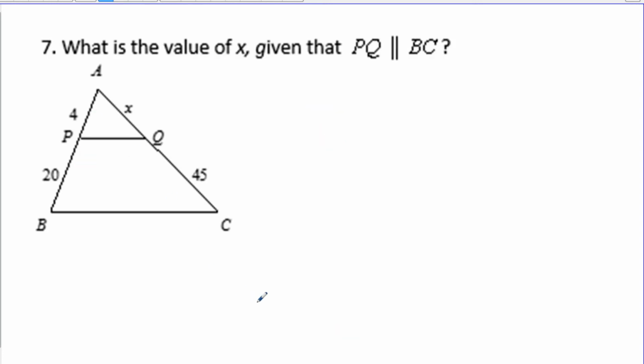Problem number 7. So this is similarity, right? They're telling us that PQ and BC are parallel to each other. And so what happens when we have parallel lines inside of a triangle is that the segments that are created, the 4 and the 20 and the x and the 45, create a proportion. So here's what we're going to write. We're going to say 4 over 20, which is the 2 line segments on the left, equals x over 45, and that's the 2 line segments that were created on the right.